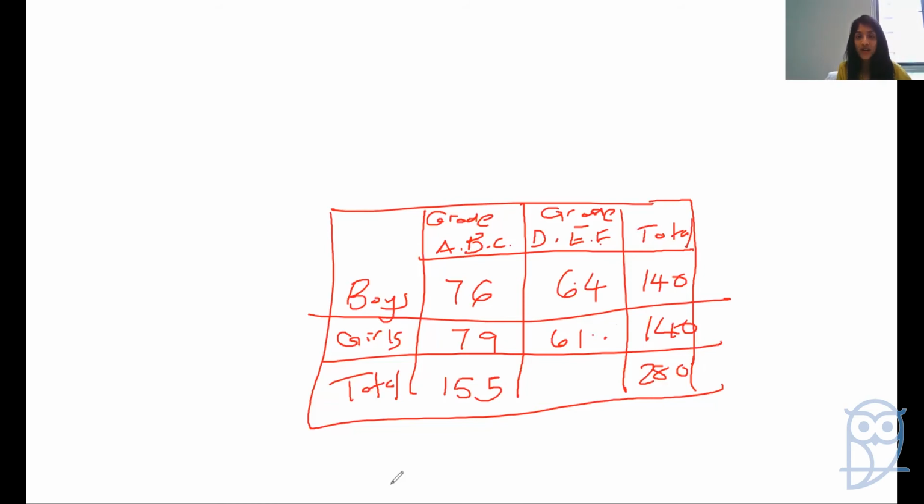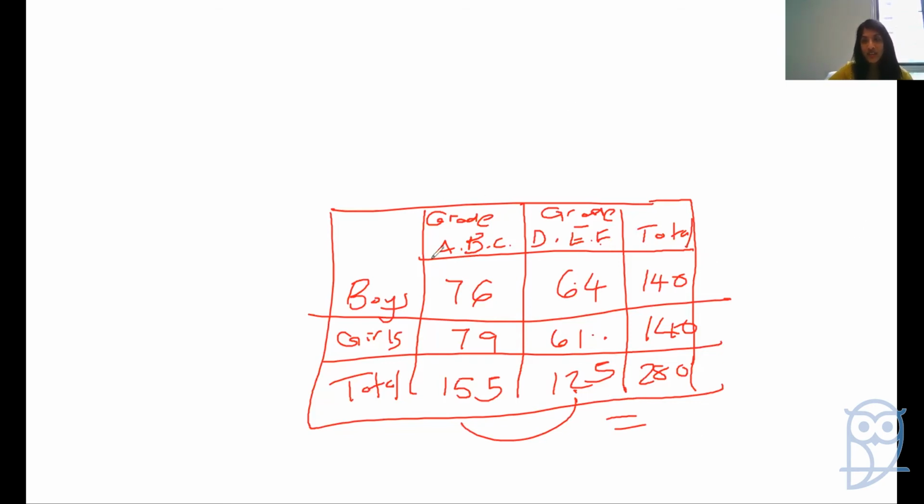So now, what is missing from the bottom here? Basically, for us to add these two up. So we say 64 plus 61 is equal to 125. 125 plus 155, this will give us this amount. So we know our table is correct.